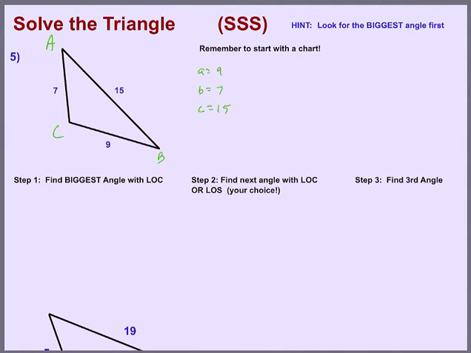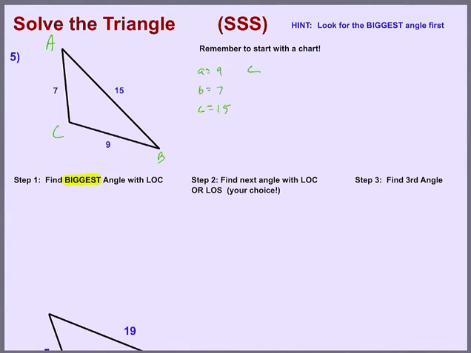My advice to you, and although you can use the law of cosines to find any angles and you'll get the right answer, my advice to you is look for the biggest angle with the law of cosines. The reason for that is because the law of cosines can find an obtuse angle. So if C turns out to be obtuse, which it looks like it in this picture, the law of cosines will be able to find it. The law of sines cannot. So if I were to try and find one of the other angles with the law of cosines, and then use the law of sines to find angle C, I would get the wrong answer. The law of sines cannot find an obtuse angle.